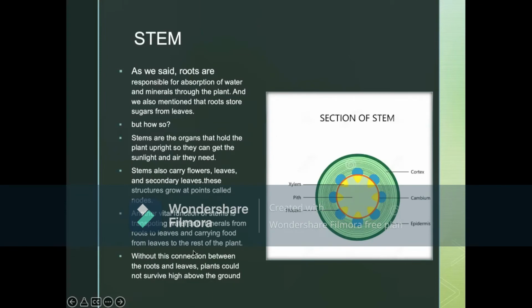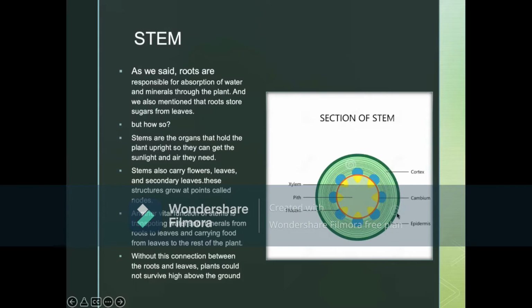So another vital function, or the main function of the stem, is to transport water and minerals and nutrients or sugars from the roots to the leaves and the other way around, carrying food from the leaves to the rest of the plant. Without this connection between the roots and the leaves, the plant could not survive high above the ground. So let's look at the cross section of the stem.